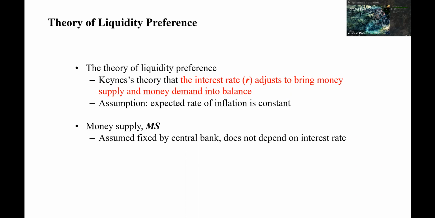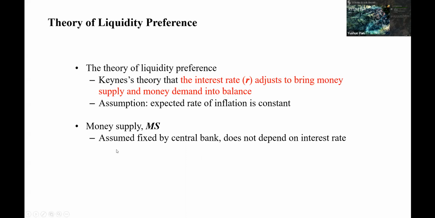If the interest rate is lower, you may want to borrow more money from the bank, or you want to save less money in the bank. And in that case, the money demand will be higher. So that's the reason why the real interest rate is going to adjust to bring the money supply and the money demand into balance. And the assumption is that the expected rate of inflation is constant.